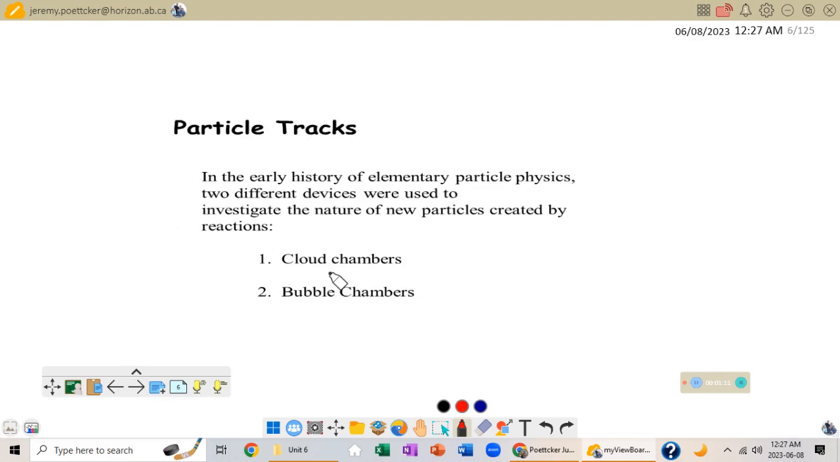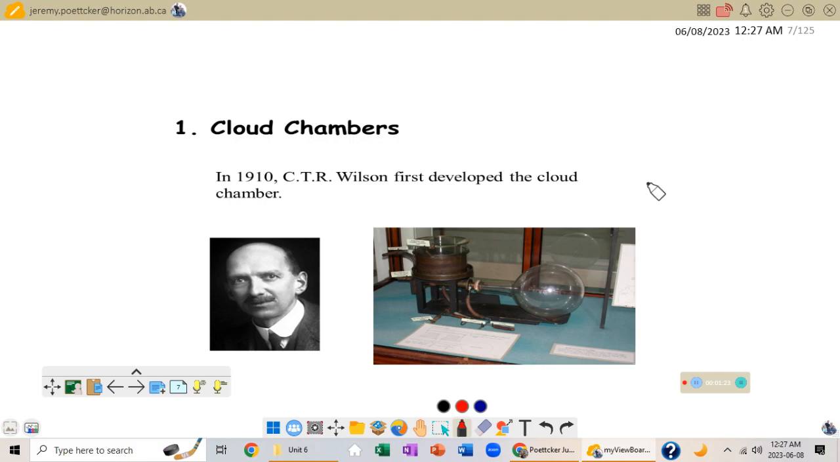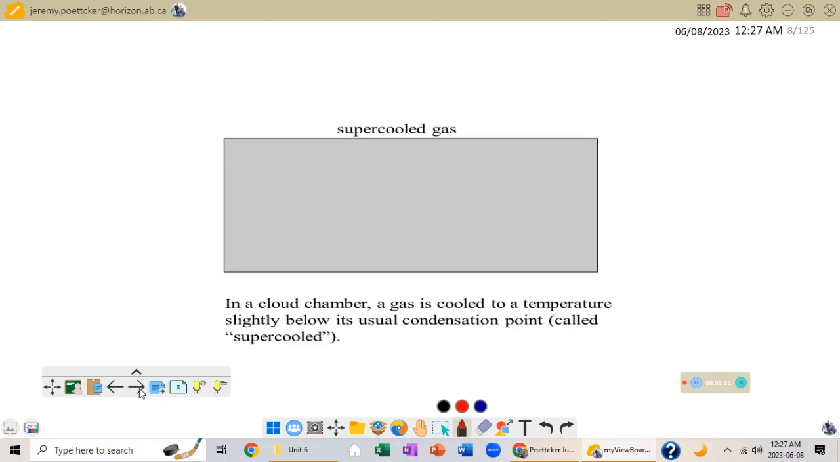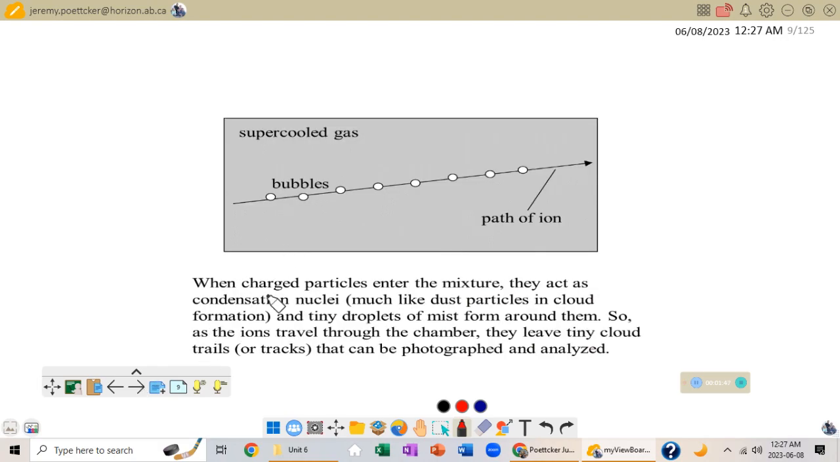Well, 2 ways. We could look at bubble chambers or cloud chambers, and they both actually do almost the same thing. It's just a slightly different setup. So here is C.T.R. Wilson's cloud chamber. Essentially, we've got a vacuum pump, and what happens is we get a supercooled gas, and the gas is cooled to a temperature slightly below its usual condensation point. Means it's supercooled. When a charged particle enters that mixture, they act as a condensation nuclei. So think dust particles in cloud formation, and tiny droplets of mist will form around them. So as those ions travel through the chamber, they leave tiny cloud trails or tracks that then can be photographed and analyzed. So if it's going in a nice straight line, we're going to see a bunch of bubbles going in a straight line.